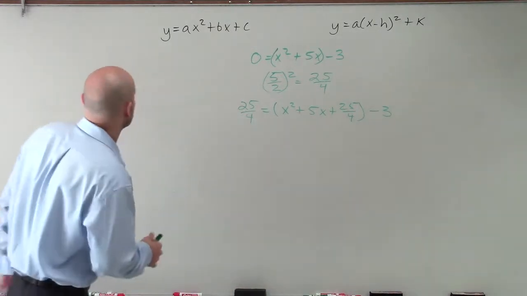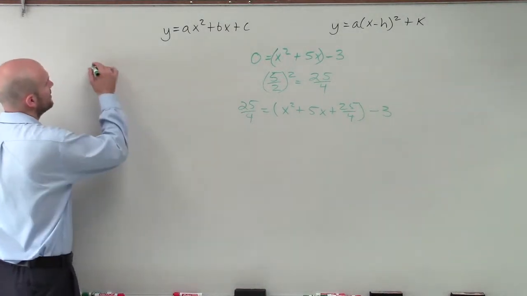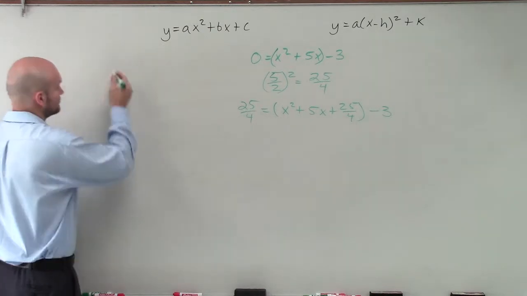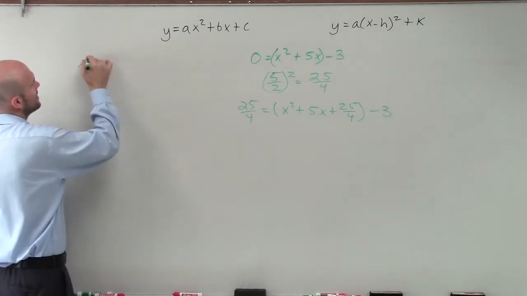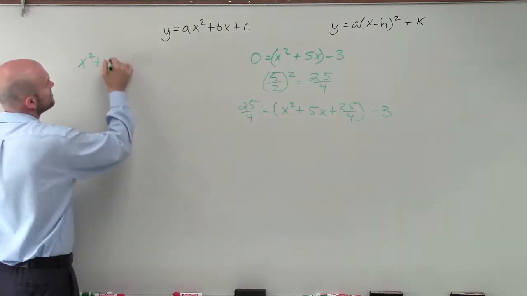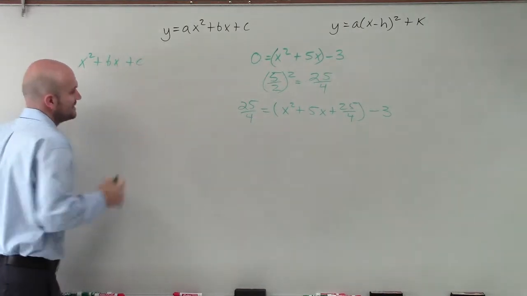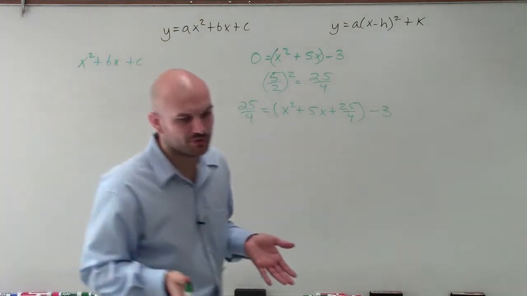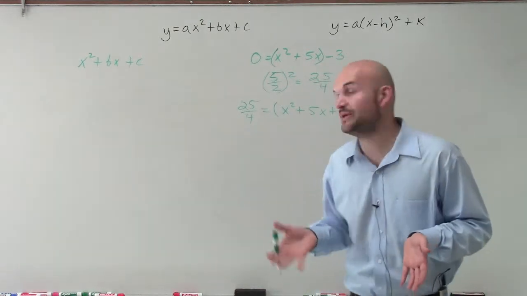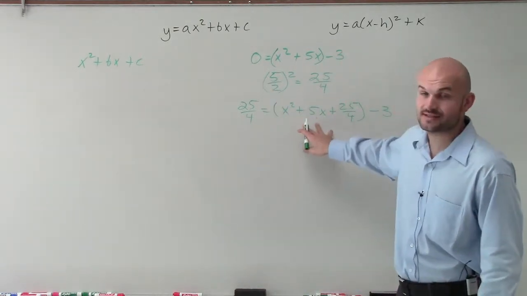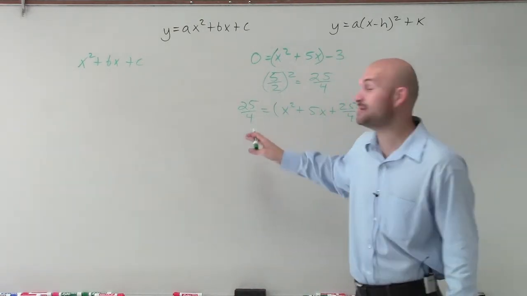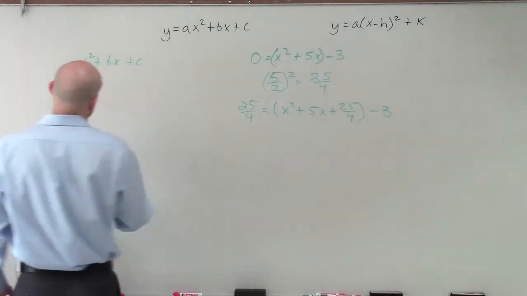So I want to give you a little bit of help here. If I have my quadratic x squared plus bx plus c, and I want to figure out if this is a perfect square, and what is going to be my binomial factor, there's a couple different ways to write this.